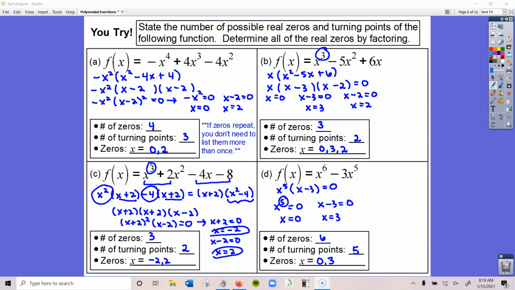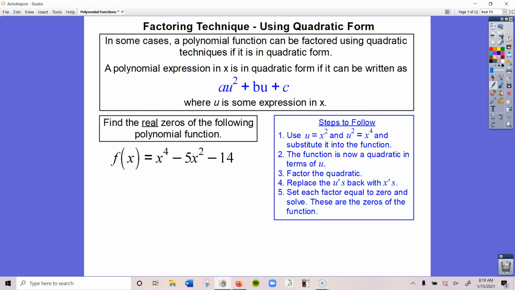Now I'm going to show you another factoring technique. This is called quadratic form. Now quadratic form is only used if you notice that you have a polynomial function that follows this pattern, where the exponent starts with 4, and then it goes to 2, and then there's none.